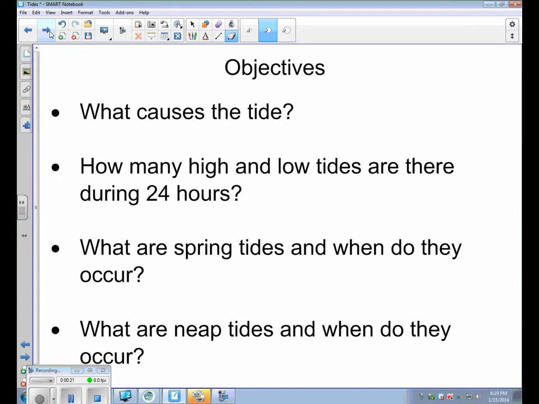The objectives for this video are to discuss what causes the tides, how many high and low tides there are during a 24-hour period, what spring tides are and when they occur, and what neap tides are and when they occur. Now I want to point out two new vocabulary words. Spring tides, you're going to need to know the definition of by the end of this video, and neap tides by the end of this video.